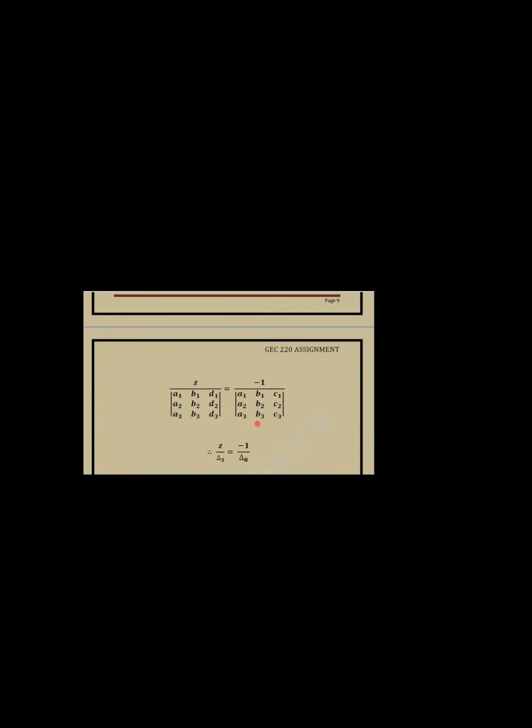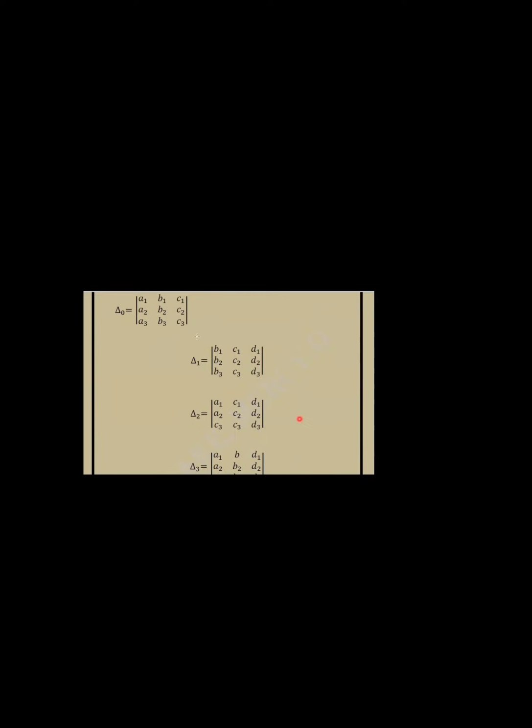This now, if you remember at the beginning, we have this change in 1, change in 2, change in 3, and change in 0. And we said they are equal to this. Remember? And z over change in 3 is equal to minus 1 over change in 0. Taking a look at this, change in 0 is this, and change in 3 is like this. So we move.